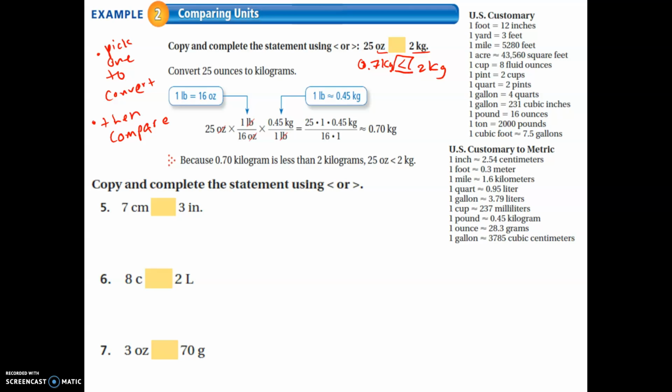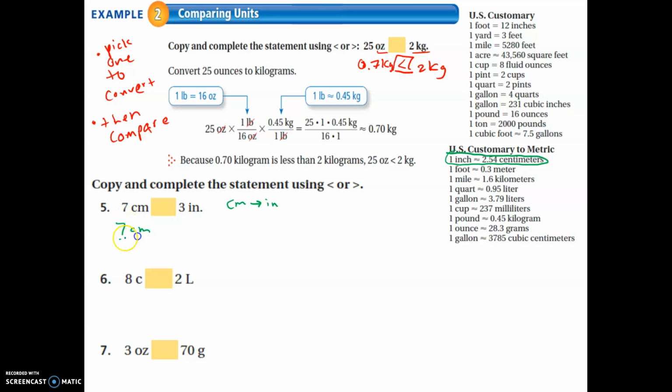Okay, so let's look at number 5 together. We're looking at centimeters to inches. Do we have that kind of conversion factor? Well, let's look in our list for centimeters to inches. And yes, we do have a centimeters to inches conversion. So we won't have to do multiple steps. We'll just get to do one, which is kind of nice. So we need to choose which one to convert. I'm going to convert centimeters to inches, just because I can.